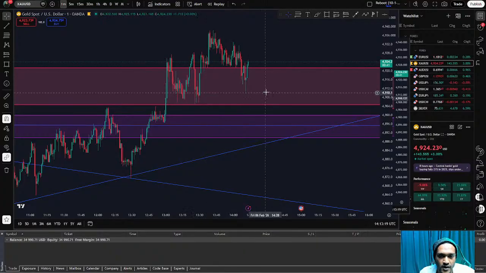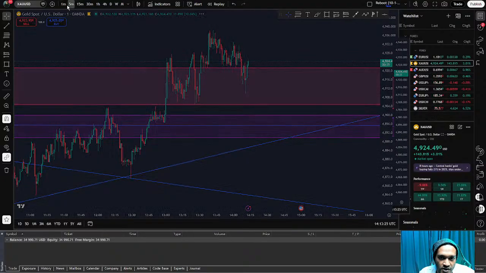So price did come to collect this fair value gap, and right now the lower time frame is showing that the price is going to continue further up.